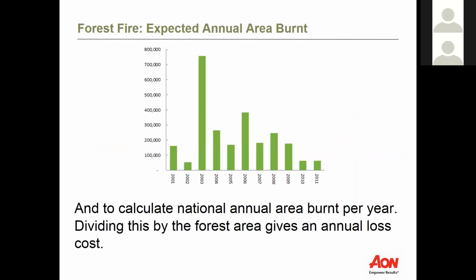And we also calculated the national area burnt every year, and we did this by basically summing up the area burnt each month and then dividing that by the forest area. So the forest area burnt divided by the total forest area, and this allowed us to work out an annual loss cost for each province in China.